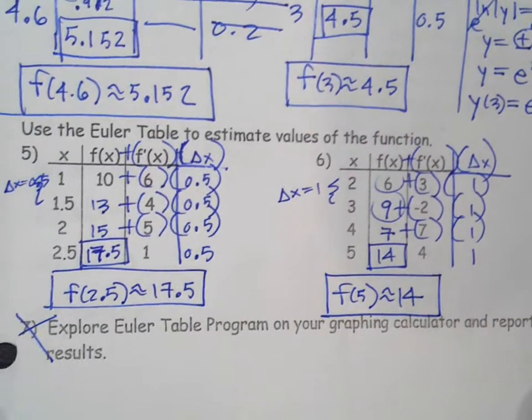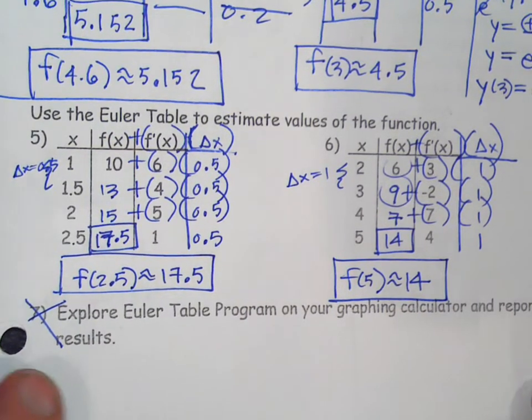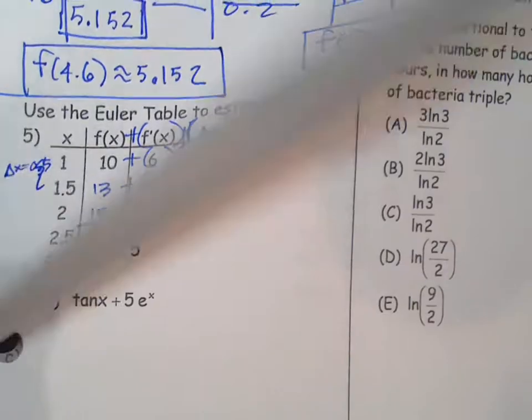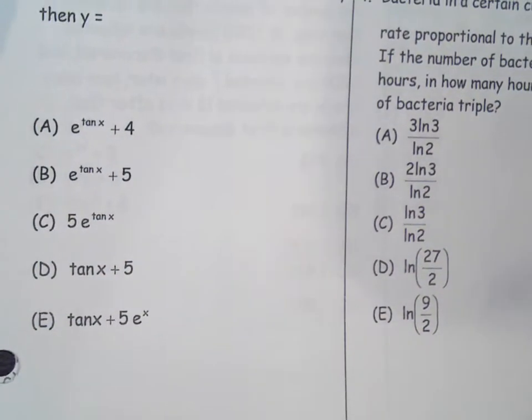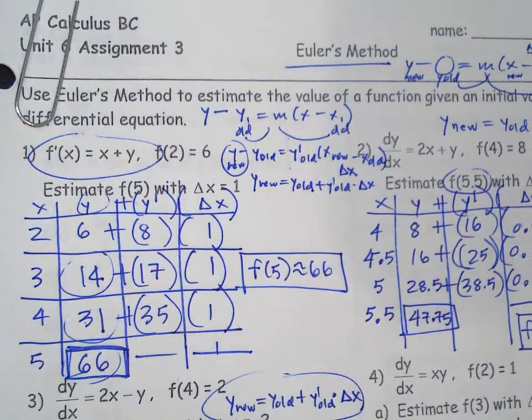I don't need to worry about number 7. And so that is it. There is another worksheet that you can work on, assignment 3B, some multiple choice stuff. I'll make a separate video for that. Hopefully you're starting to get the hang of Euler's method.